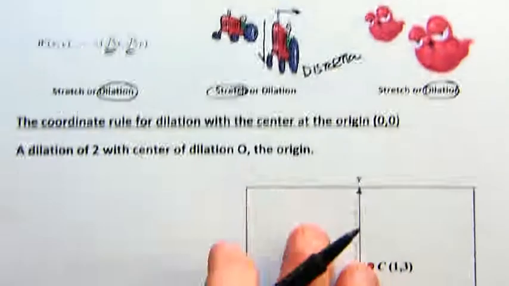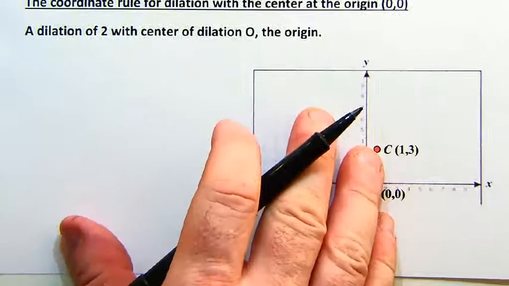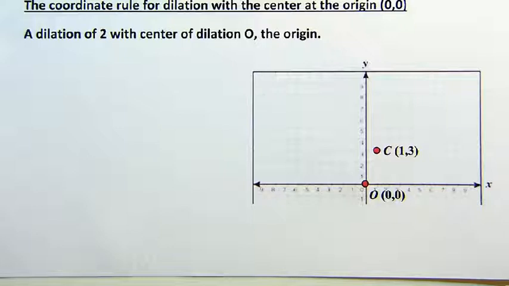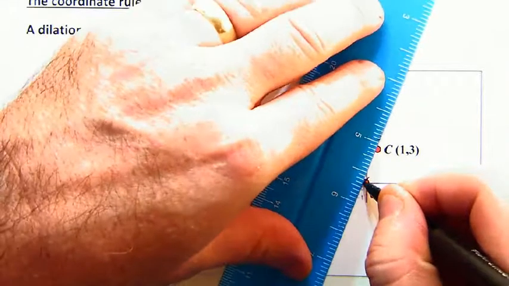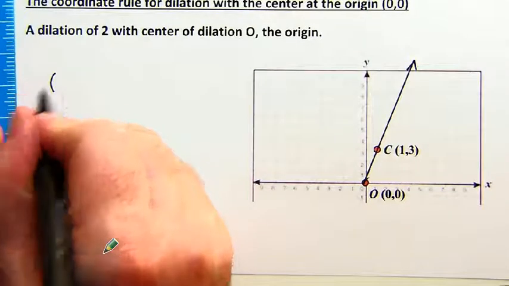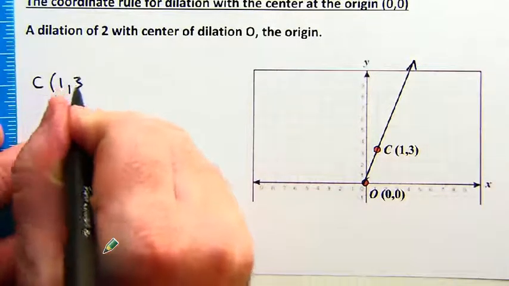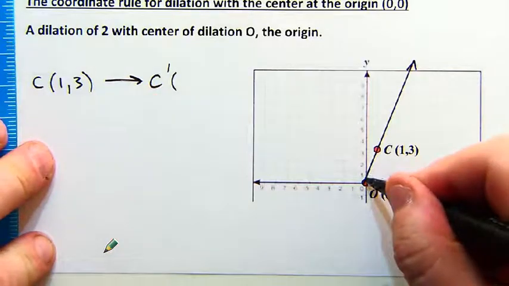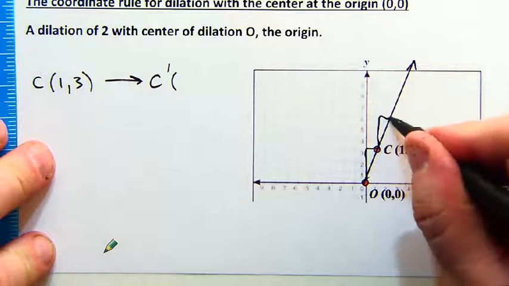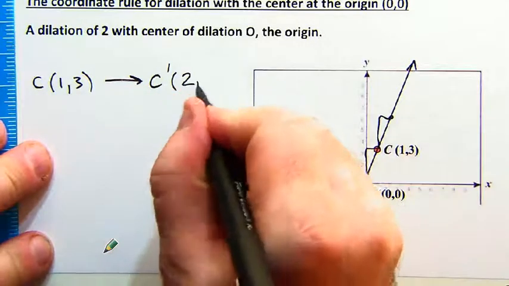Now, we want to look at the coordinate rule for dilation, and I think you'll find the rule is quite simple. So we're going to dilate from the origin, that's important, and we're going to do a dilation of 2. So I am going to create my ray, and I want to see what happened. My point C at 1 and 3 gets mapped to C prime. And I know how a dilation works. I go up and over, and there I am at 2 and 6.